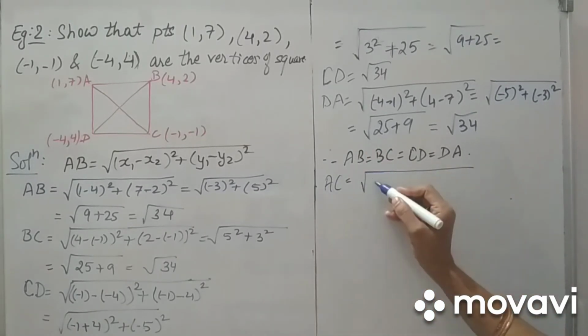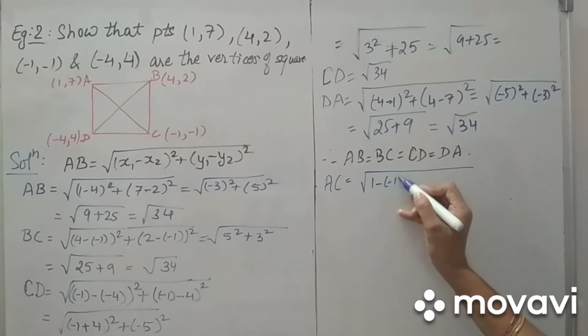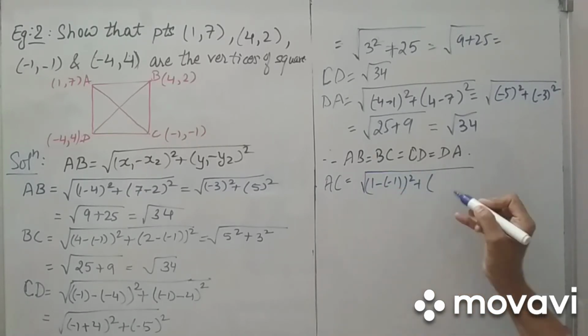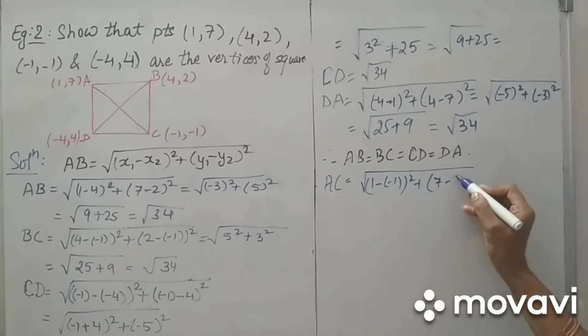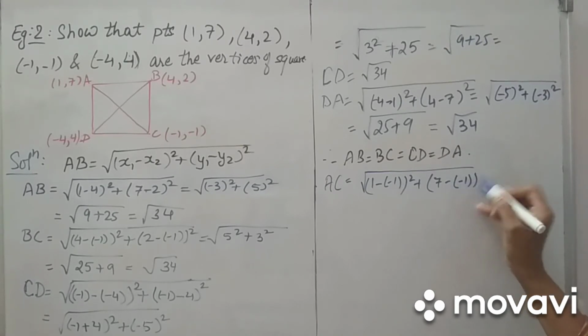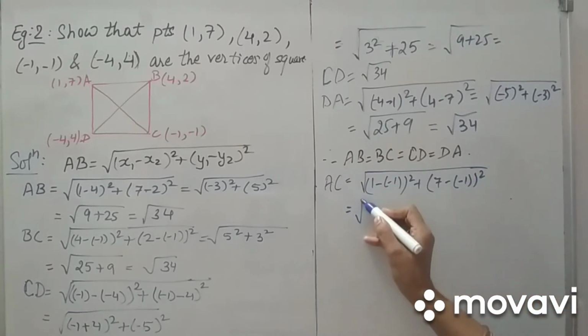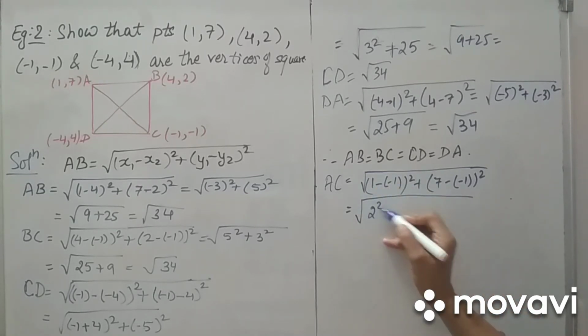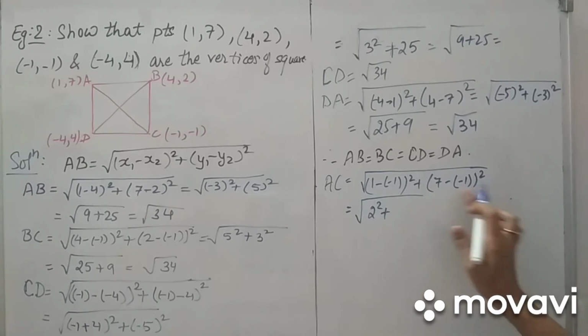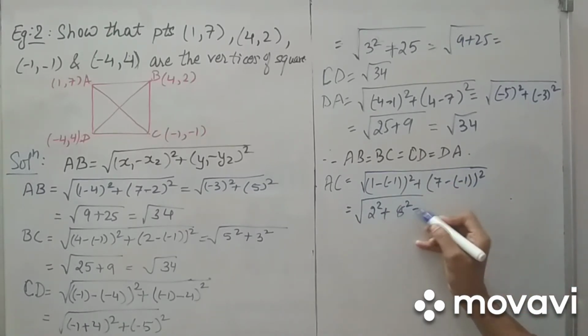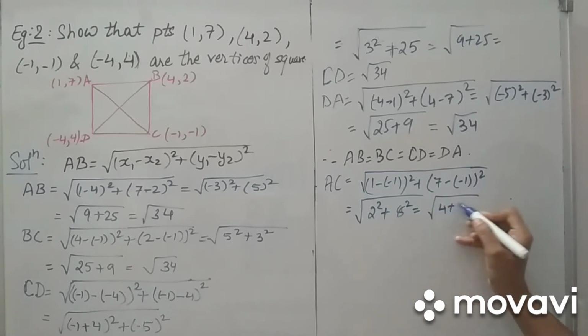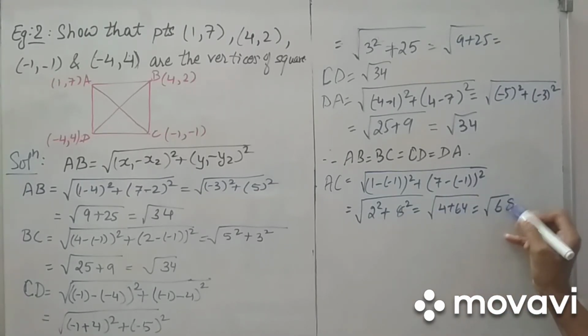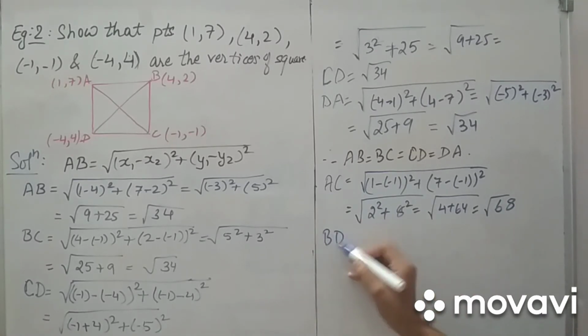So A and C: 1 minus 1 and its square plus 7 minus 1 and its square. This will give me what? Minus, plus. So 1 plus 1 is 2, square, plus same here also, 8 square. So what is the answer of this? 4 plus 64 is equal to root of 68. We got it. Let's see what BD gives us.